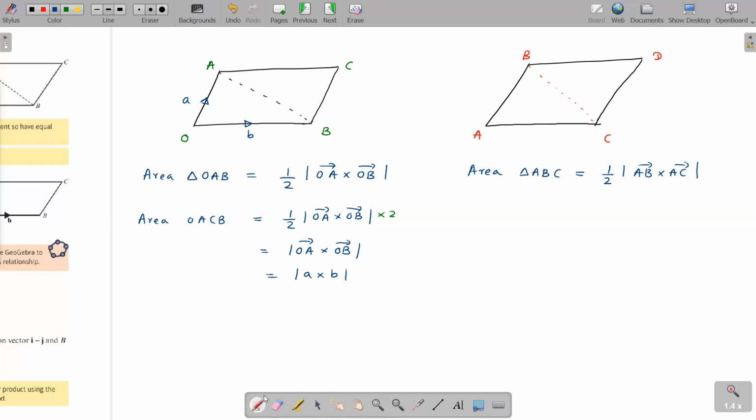So then I'll normally go with the AB cross AC, and then area of ABDC parallelogram is what? You multiply half AB cross AC, you multiply it with 2. So this is the area of the parallelogram ABDC. Is this clear?